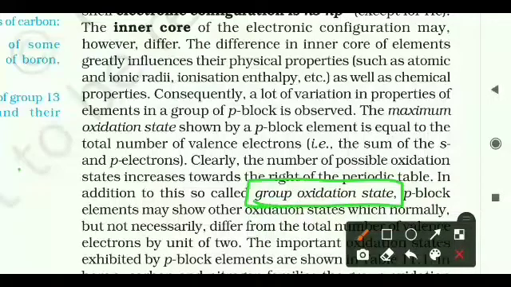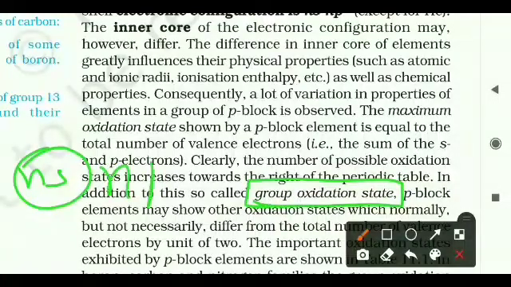So in p block element it is group oxidation state because of the valency electrons of s orbital, because ns is also there, and because of the p orbital also. So the valency electrons of s orbital and the valency electrons of p orbital, they both are responsible for the oxidation states of p block elements.